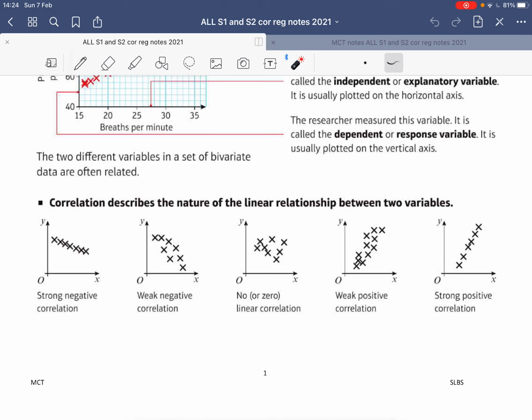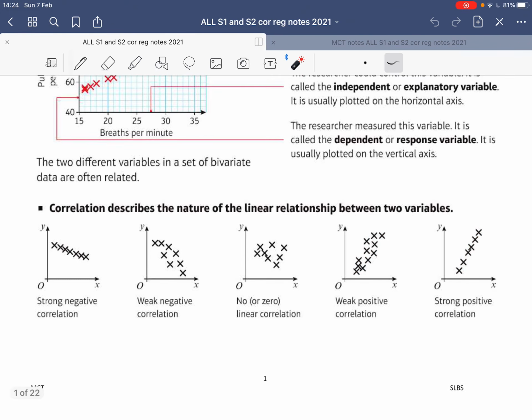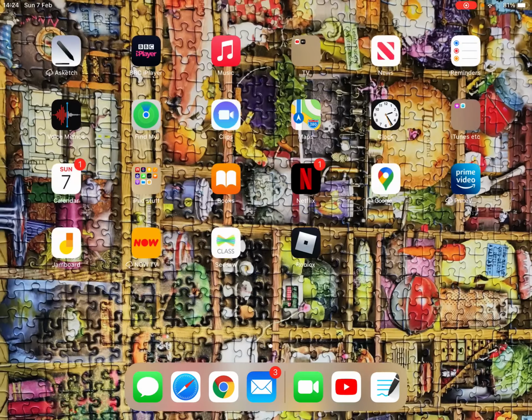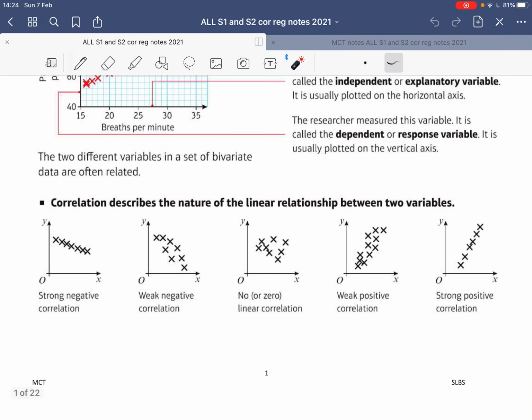And then we've got here examples of a weak positive, so the points are not quite so tight together. The more they form a line, the stronger the correlation is. Okay, so strong positive correlation forming a nice line. Weak positive, kind of together, but not as liney. Okay, no correlation, all over the place. Strong positive, strong negative, because it slopes that way, weak negative.